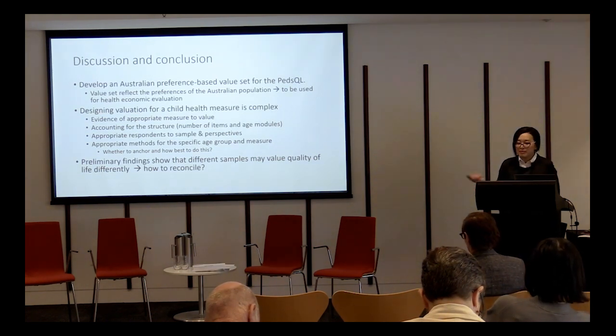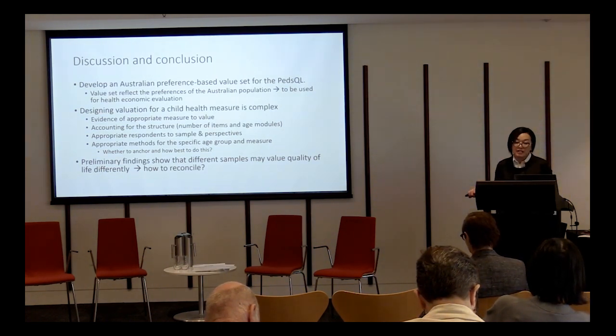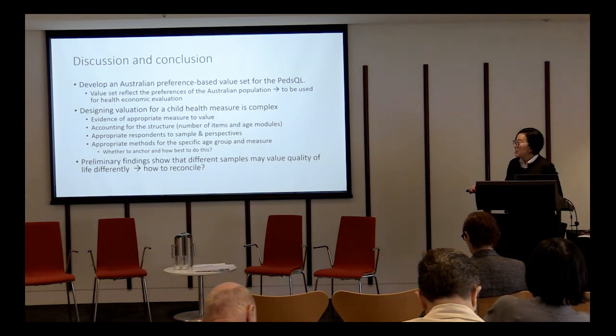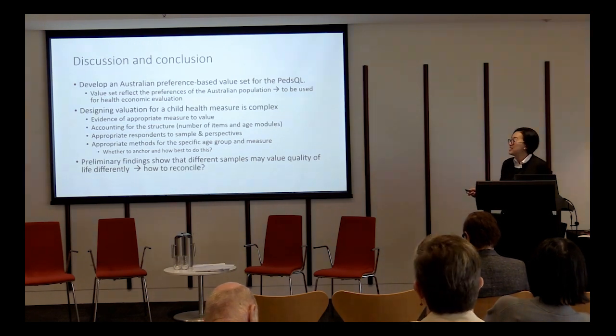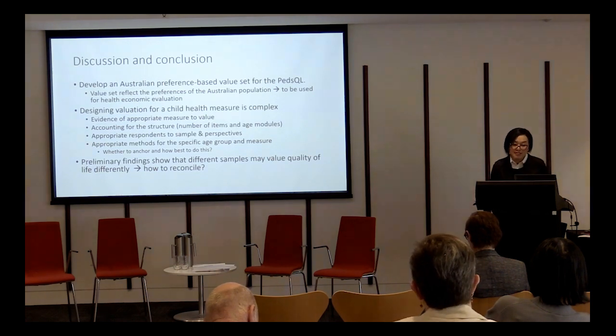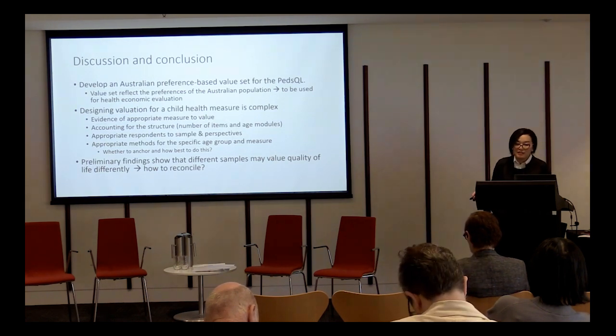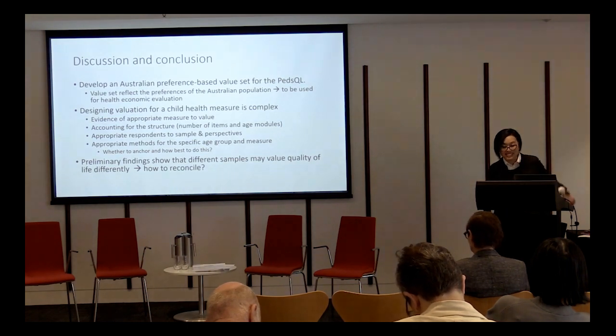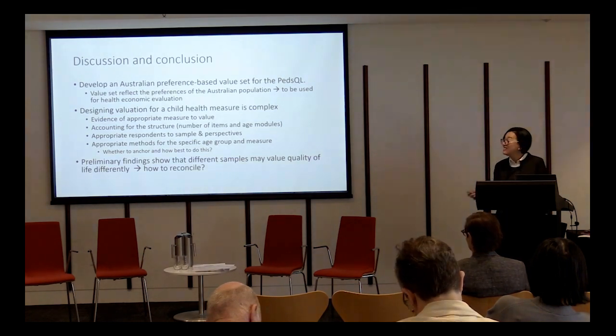And depending on the methods, we'll also have to think about whether we should be anchoring or not. So the preliminary findings, just very briefly presented here, show that different samples may value quality of life differently. So the question is, if we do find that, how are we going to reconcile all of those results? And that's it from me. So, thank you.